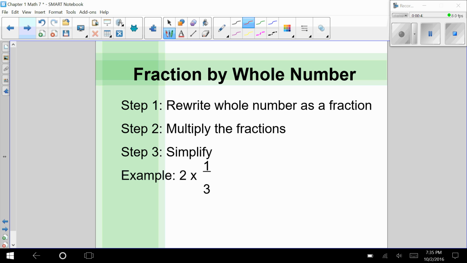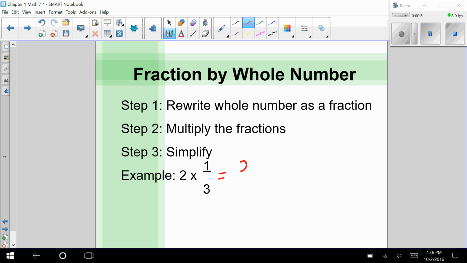To multiply a fraction by a whole number, there are 3 steps also. Step 1, rewrite the whole number as a fraction. Remember, the denominator will always be 1. Step 2, multiply the fractions, just as we just did. Step 3, simplify. So our example is 2 times 1/3.